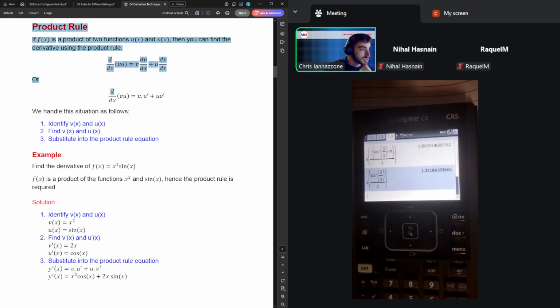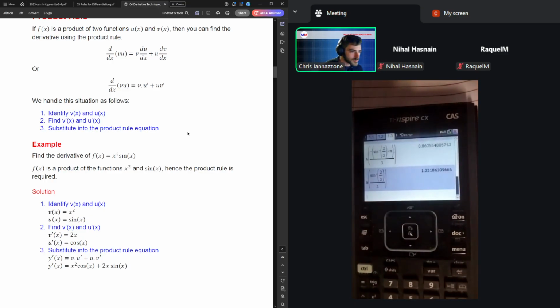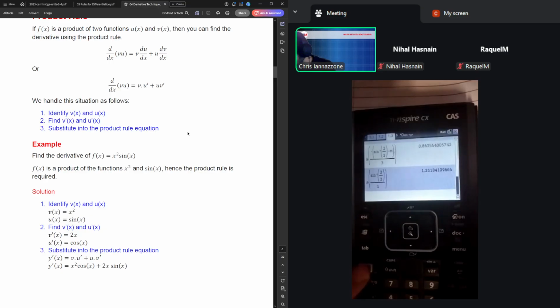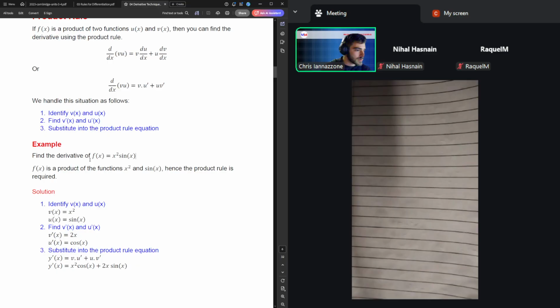So yeah, we were just introducing the product and quotient rule there. So we'll go through a quick example. Product rule, as I was saying, x squared times sine x. These are two functions that are multiplied together, so we're going to use our product rule. So we want to assign one of the functions to v and the other function to u. With the product rule specifically, it doesn't actually matter which order you do it in.